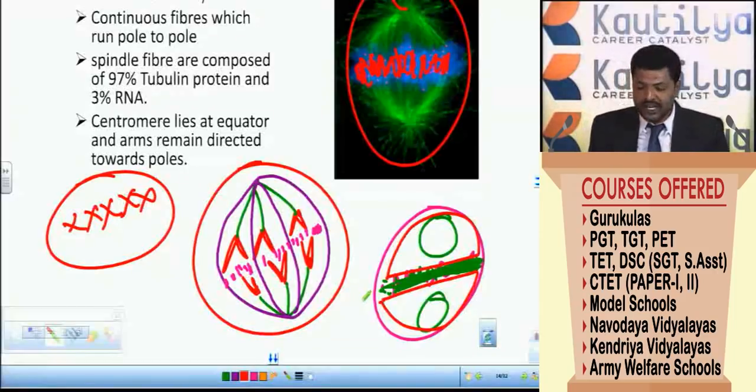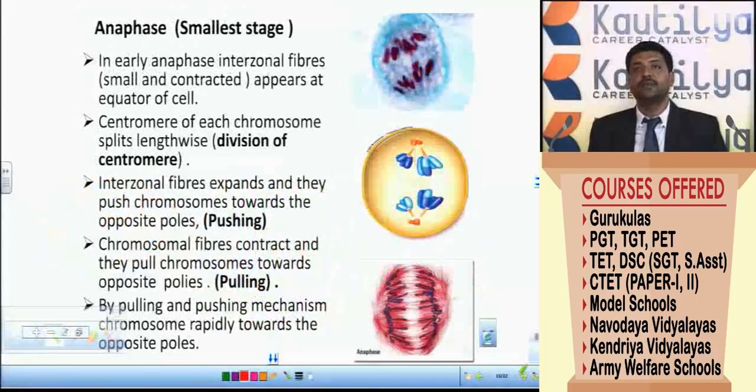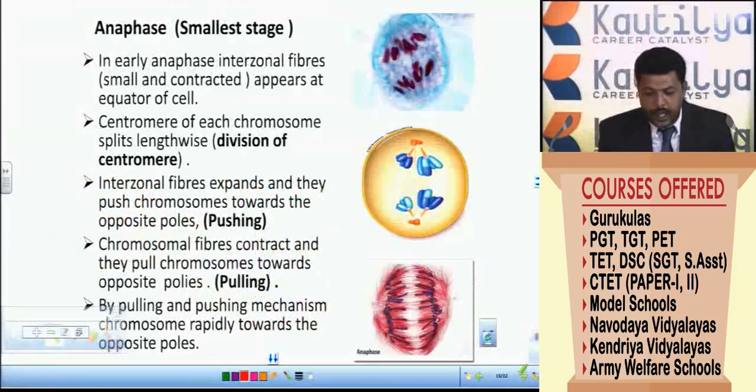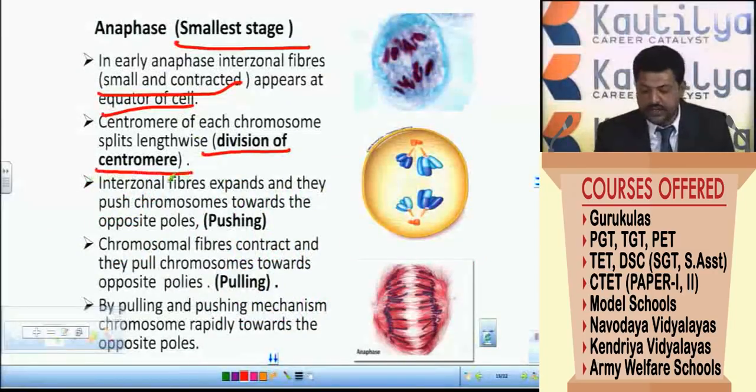So the centromere lies in the equatorial plane in metaphase, the chromosomes move to the mid plate, and the centromeres are arranged, with spindle fibers attached to the kinetochores of the centromeres. Now the next stage is anaphase, the shortest stage. In anaphase, interzonal fibers are small, contracted, and appear at the equatorial line. The centromere of each chromosome splits, and division of the centromere takes place.